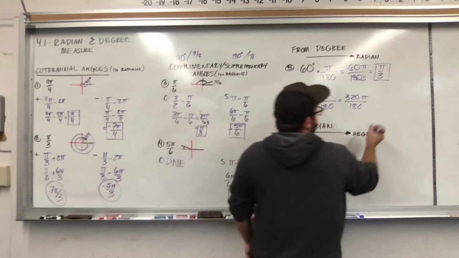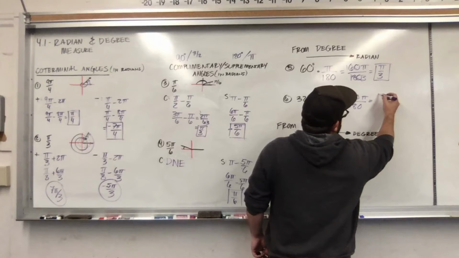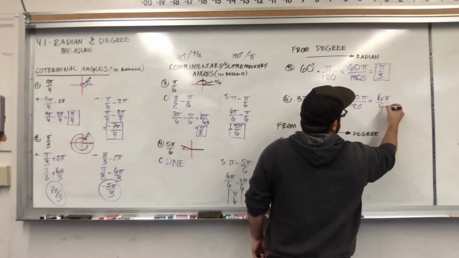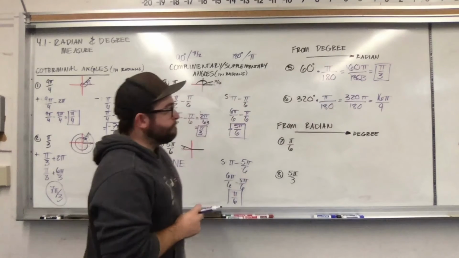2 is going to go into both of them. More than 2 will get 20. So we'll get 16 pi up top over 9.